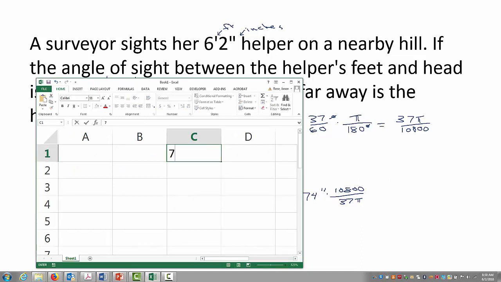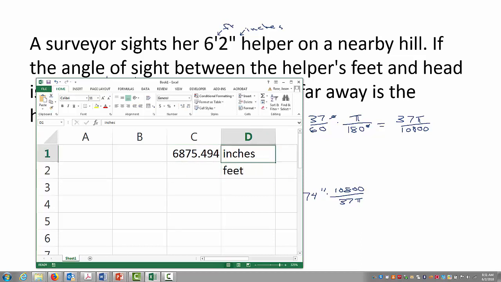So we have 74 times 10,800 divided by, be sure to use parentheses here because I want to divide by this entire denominator, not just by the first number, 37 pi. So I get 6,875.494 inches.